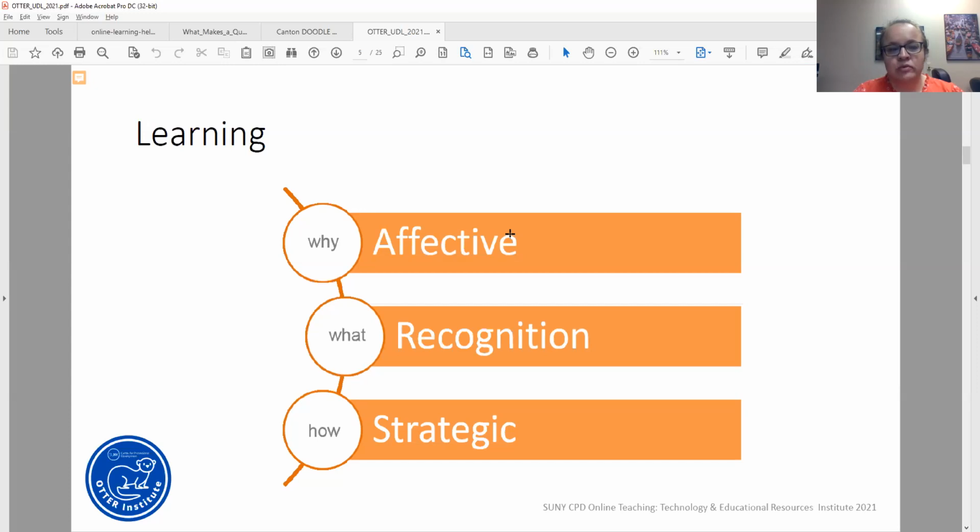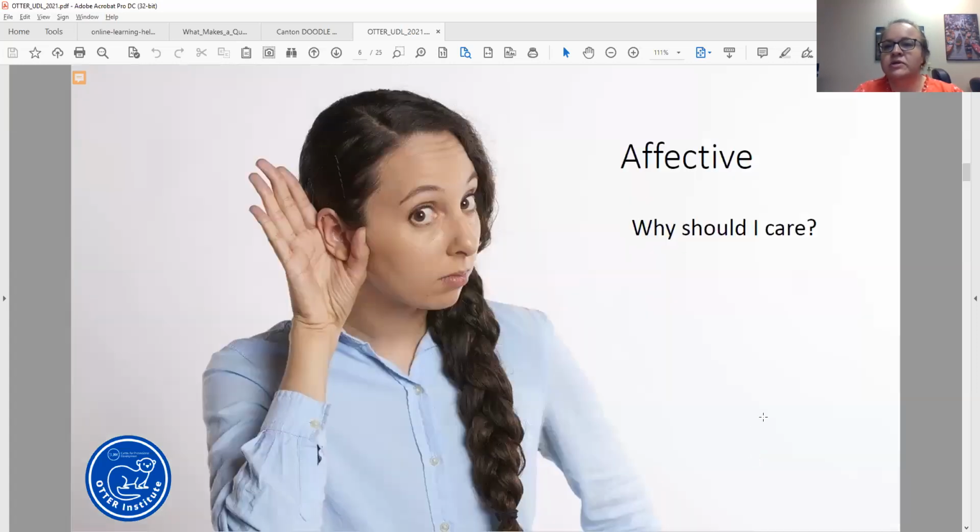And throughout this presentation, we will talk more about all those three brain networks and also core principles that relate to those networks. So when speaking about affective networks, the question that comes to mind is why? Why do I need to learn? Why am I learning this? Recognition networks is what am I learning? And the strategic network is how I'm learning and how will I show my instructor what I know. So just keep those in mind, and we will go through each of them individually. So hopefully it will make more sense to you as we continue.